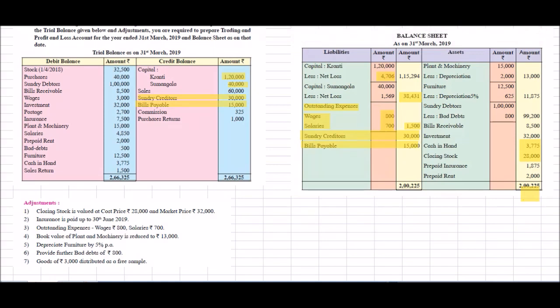Next is plant and machinery, it was 15,000 rupees. So we need to deduct 2,000 rupees, so it is 13,000 rupees. Then furniture amount is 12,500 rupees, depreciation amount is 625, after deducting from 12,500 rupees it is 11,875 rupees. Next, sundry debtors.